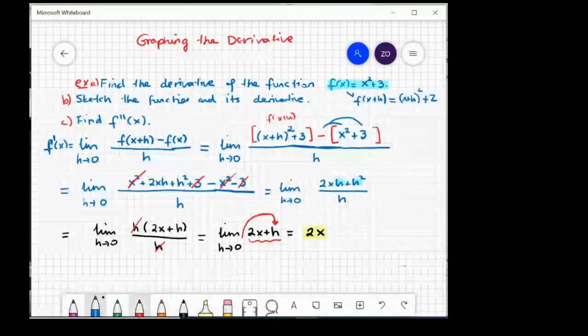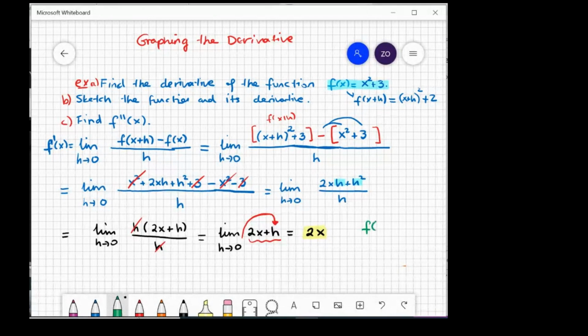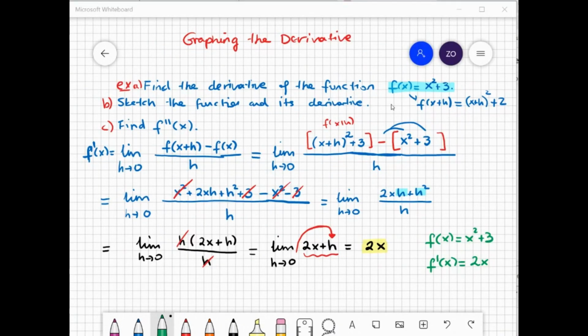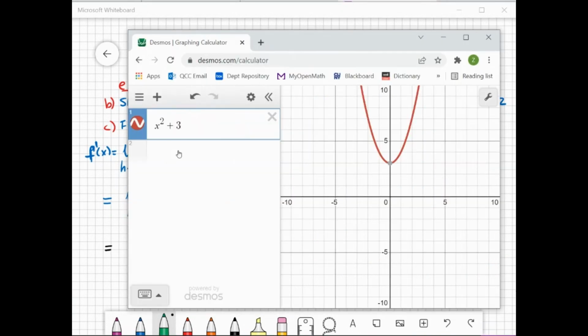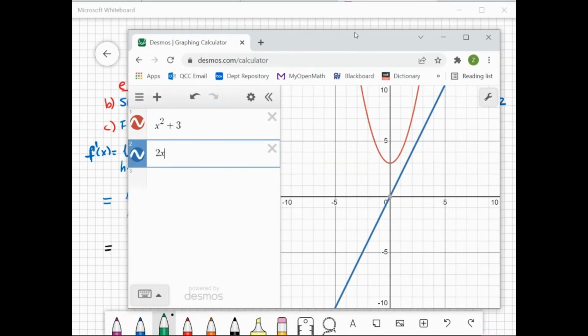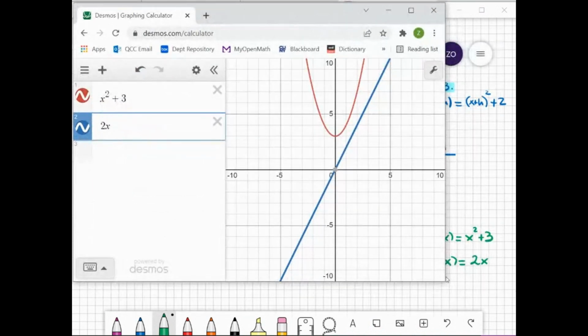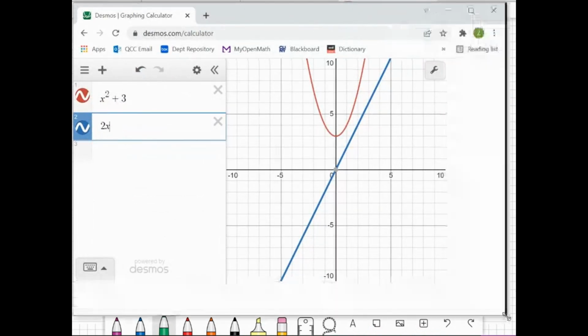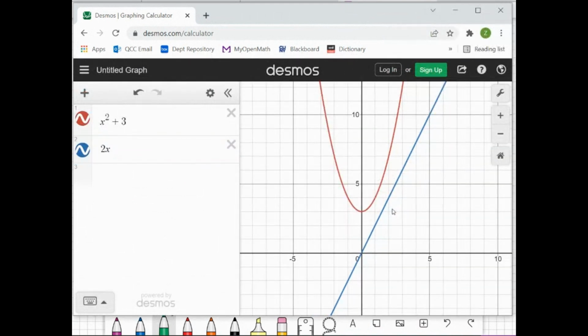So let me copy them here, maybe in a different color. The function f is x squared plus 3, and we found the formula for the derivative to be 2x. Okay. So let's graph these, and we found the derivative to be 2x. Let's look at these two, and we will just see how they are related.